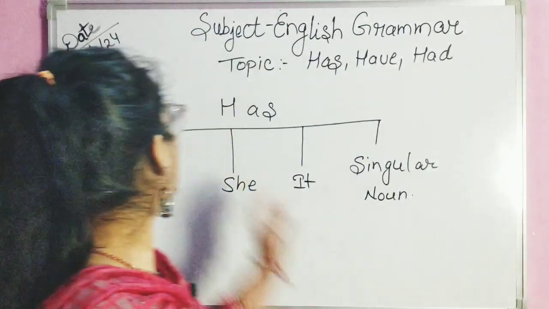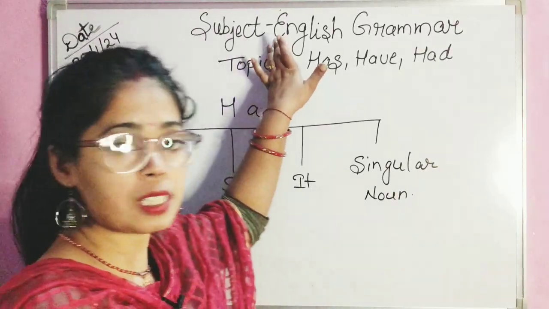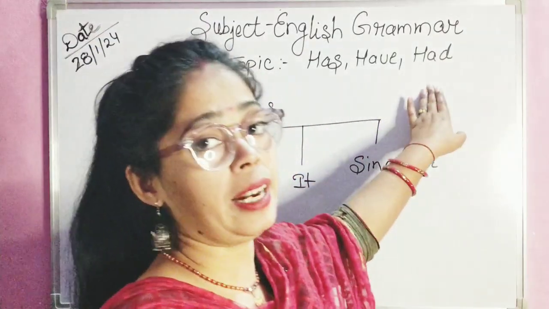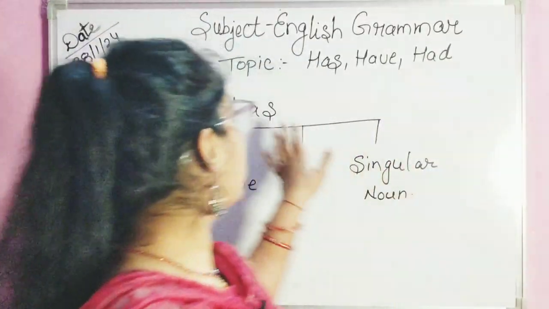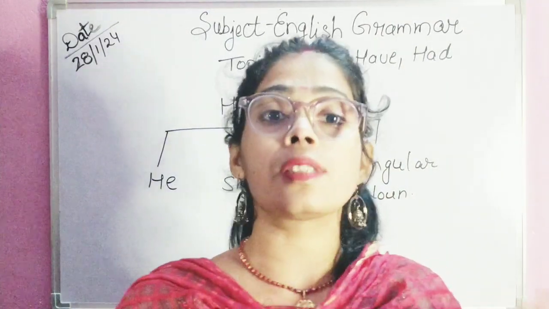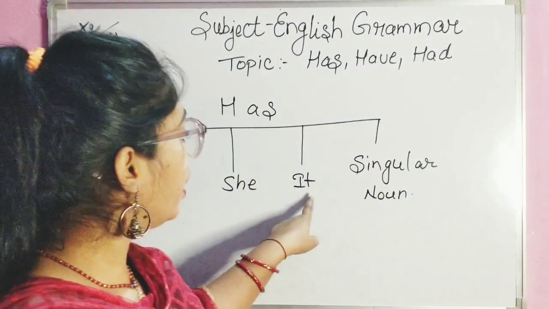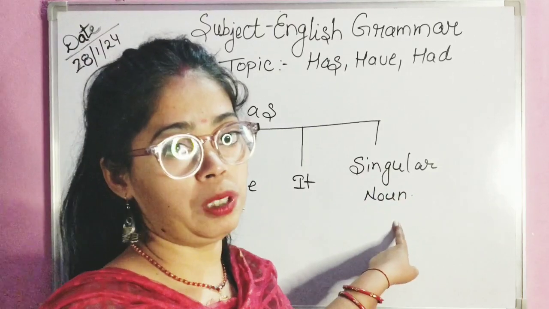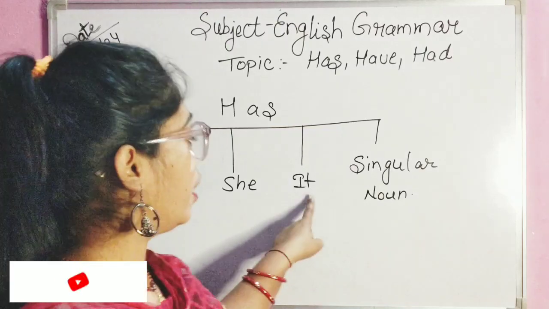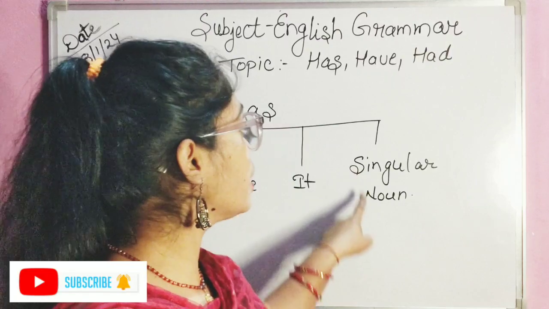Come. See, first of all, as usual, we will write the date. After that the subject, that I am going to teach you, is English grammar, and the topic is has, have and had. So students, first of all, where to use has. Has is always used with sentences where there is he, she, it and a singular noun. Remember always, he, she, it and singular noun.